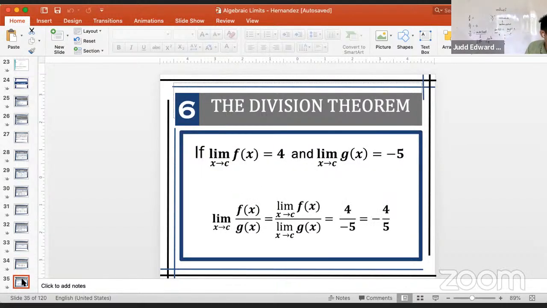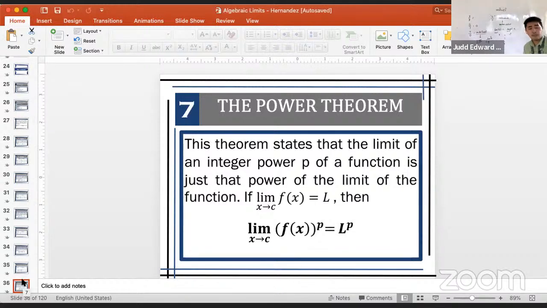Okay? So yung 7 natin is the power theorem. Wherein, pag sinabi nating power theorem, there is an exponent.